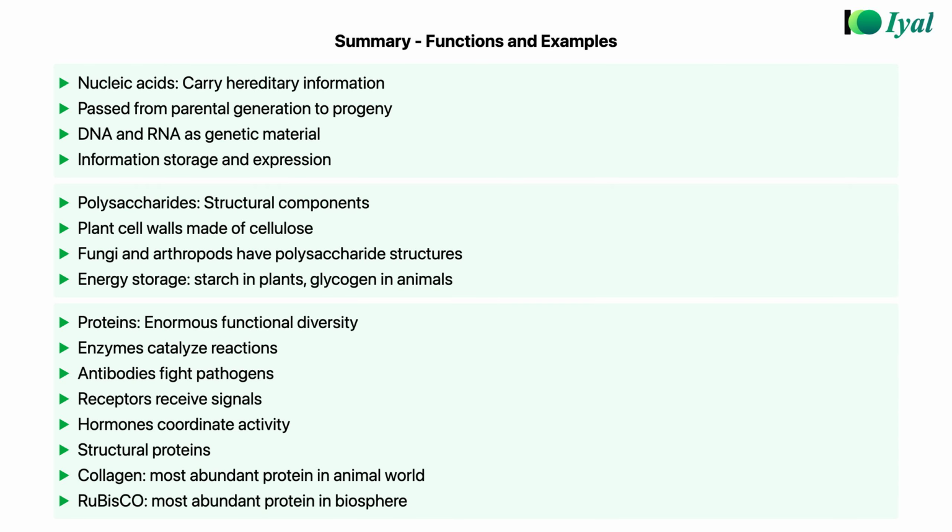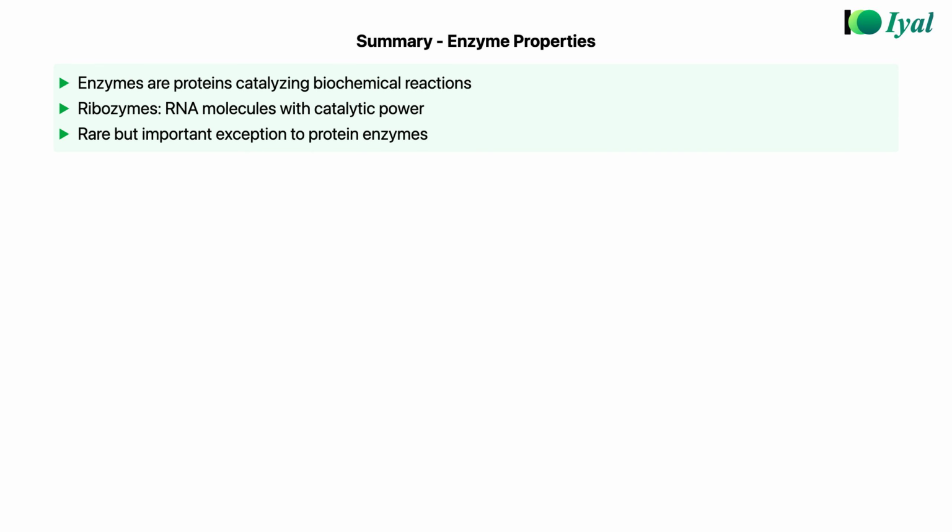Proteins are incredibly diverse. They're enzymes catalyzing reactions, antibodies fighting infection, receptors receiving signals, hormones coordinating activity, structural proteins providing support. Collagen is the most abundant protein in animals. Rubisco is the most abundant protein on the entire planet. Enzymes catalyze biochemical reactions. Almost all are proteins. Ribozymes are the exception, RNA that can catalyze reactions.